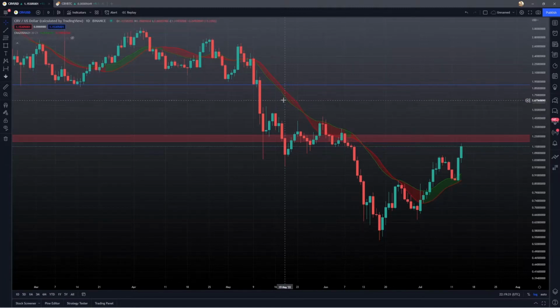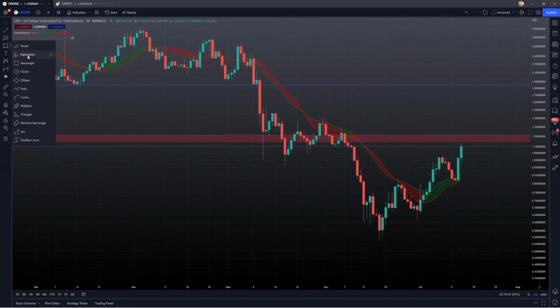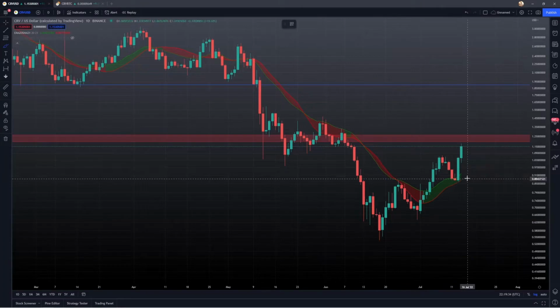So I have this band of moving averages here. The red one is the 20-day simple moving average, and the green one is the 21-day exponential moving average. Together they form this band, and the important thing I want you to take away from this is that we have flipped it into support.